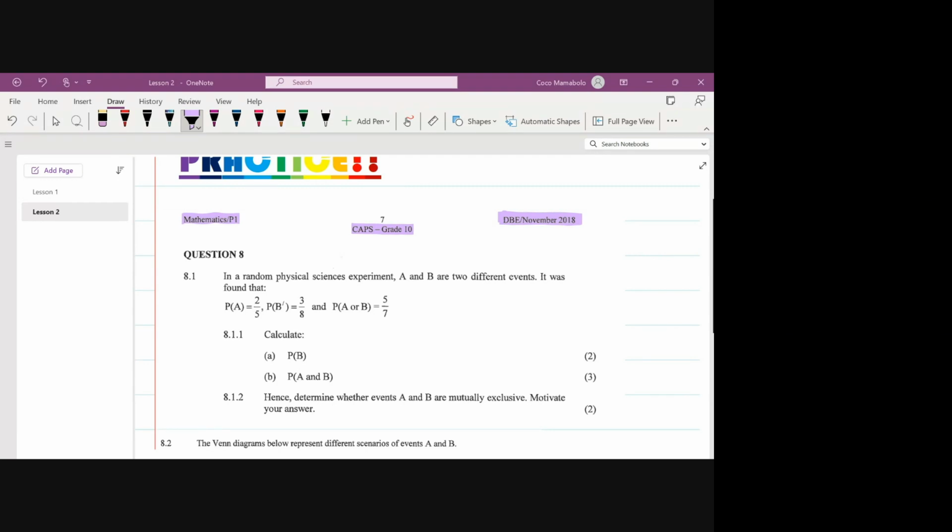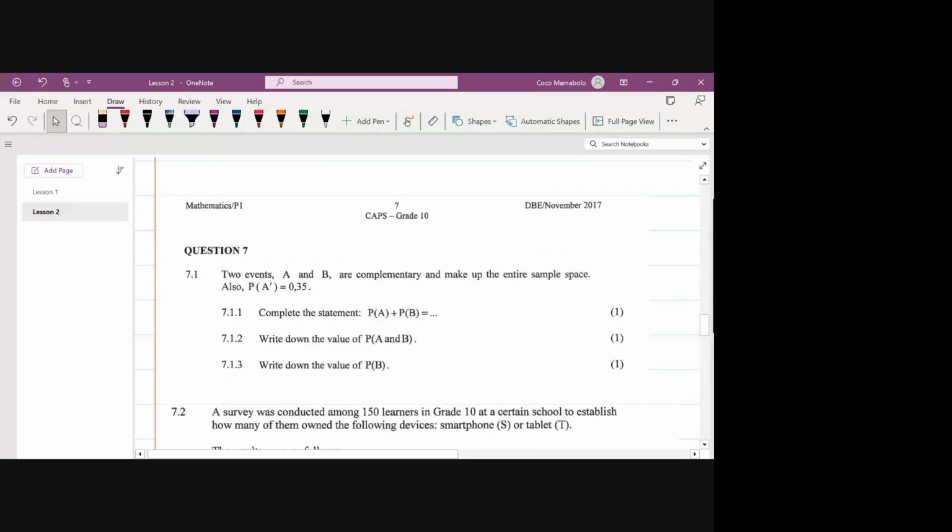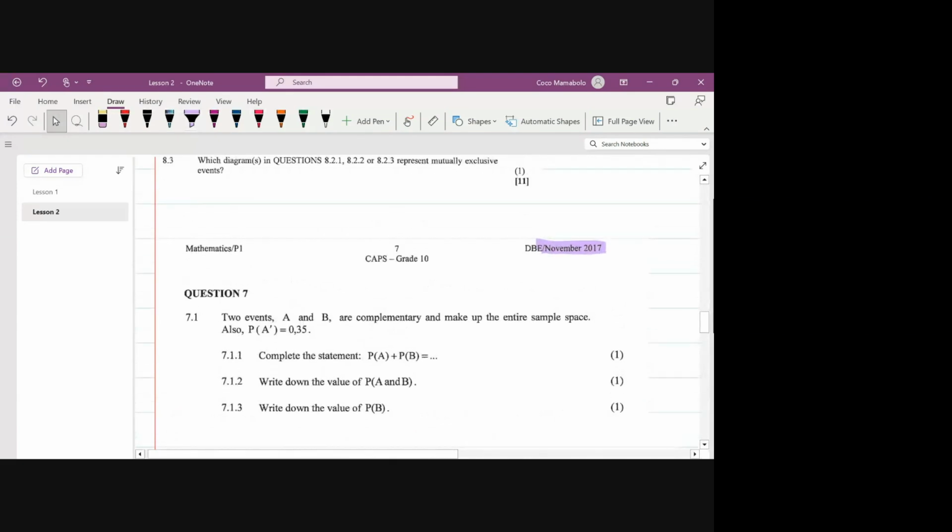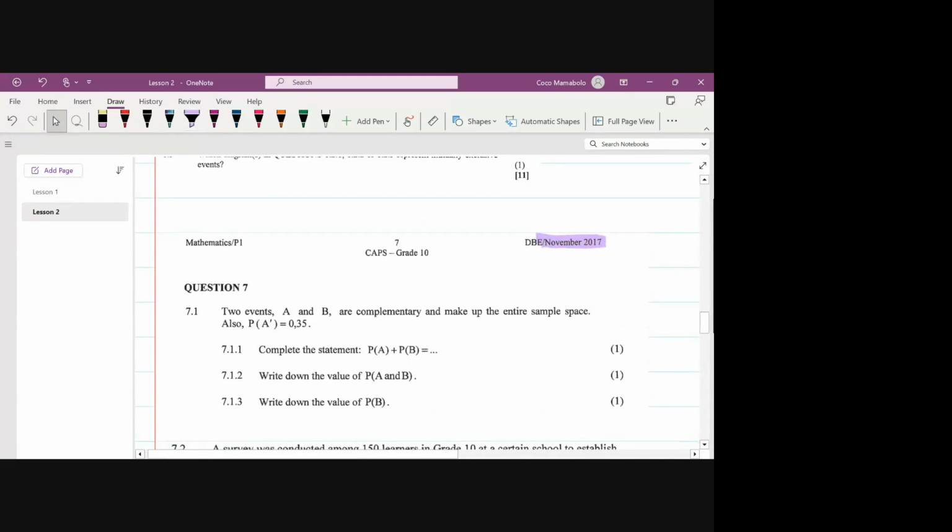So let's look at this question. This one is from the 2017 paper. This is from November 2017. Let's do 7.1. You will notice each of those questions is worth 1 mark, so I'm not going to spend forever here. I'm just going to read the question for you, the top part, and then I'm going to give everybody 3 minutes to answer the question.